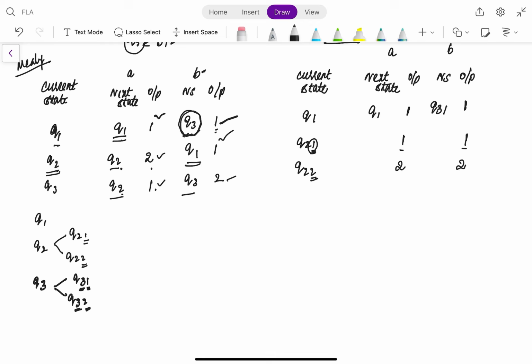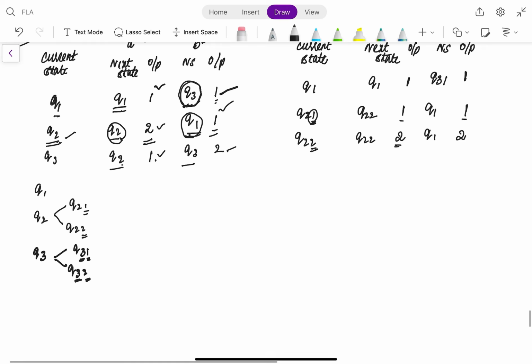Now write the state Q21. Q2 on A goes to Q2, and the output here is 2, so the state here is Q22. Understood. Now Q2 on B goes to Q1. The output is 1, and Q1 we did not split, so write it as Q1 itself. Now copy the same state for Q22, but the output is different. This is Q22, so the output is 2.